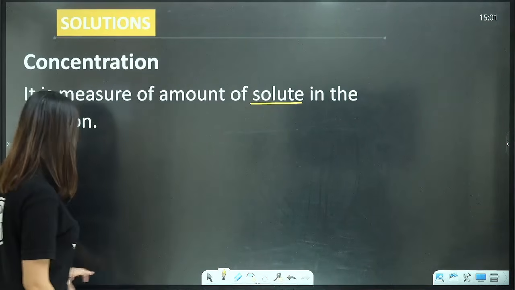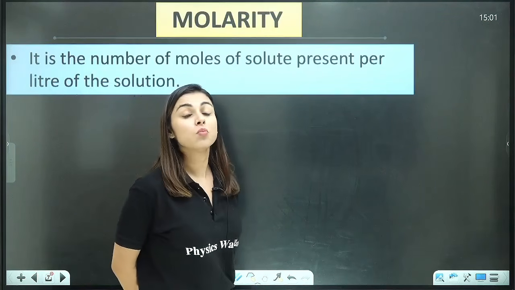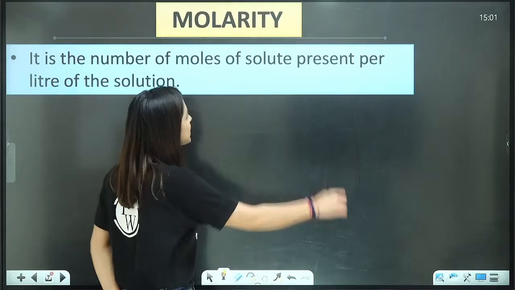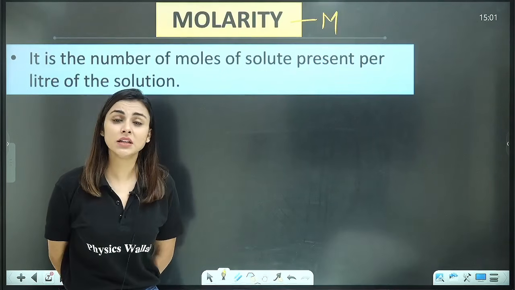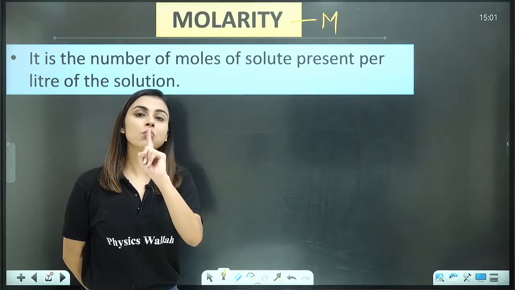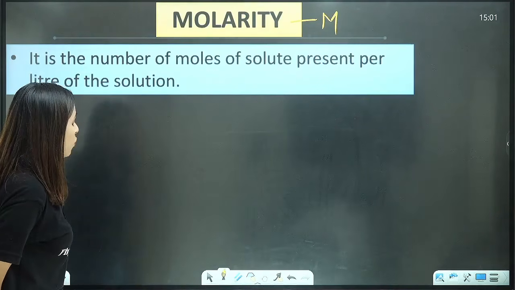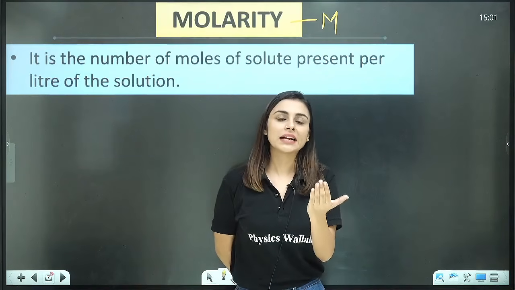So let us start the session. Now, molarity. The first and most important concentration term is molarity, and it is represented by capital M. This is the most important thing which you need to understand. Perfect. Next, what is molarity? I'll tell you the definition, but first you have to understand it in layman language.